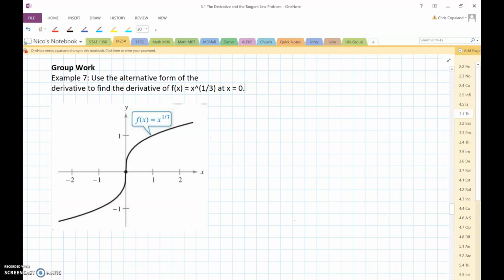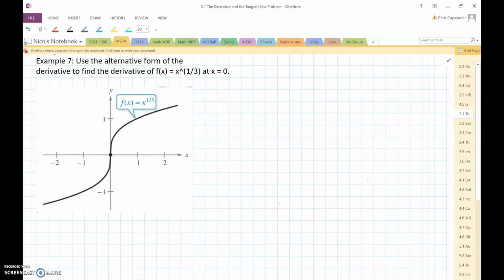Example 7, use the alternative form of the derivative to find the derivative of f of x equals x to the 1/3 power at x equals 0. So we have the function here. We want to figure out the derivative, the slope at this point here. Remember, the derivative is a fancy way to find the slope of the tangent line at that particular point.